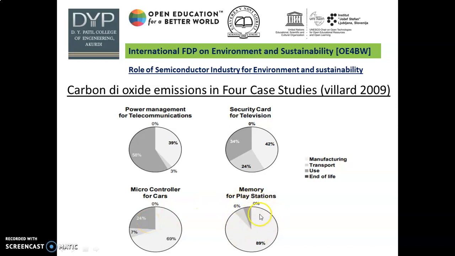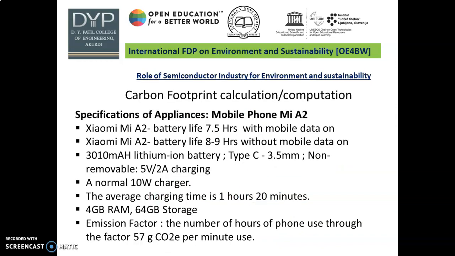Similarly, as you know, various types of memories are used in laptops, mobile phones and portable devices. You can observe here, during manufacturing of these various types of memories, starting from random access memory to read memory, 89% of CO2 emission takes place, while during transport it is 6%, meaning when it is performing its usage. So like this, CO2 emission takes place during the various stages of the microelectronic industry.